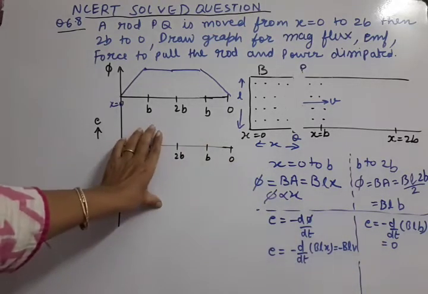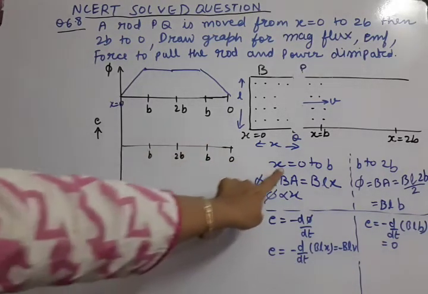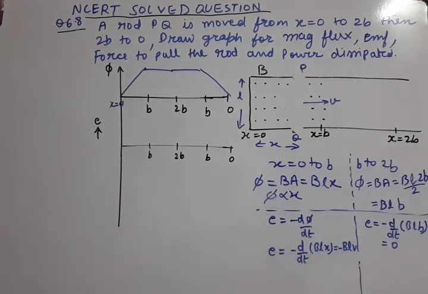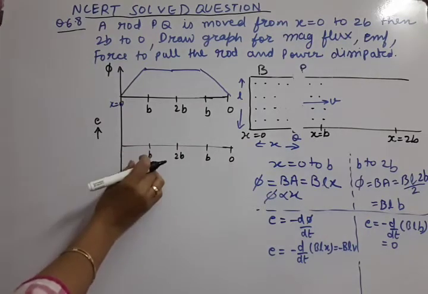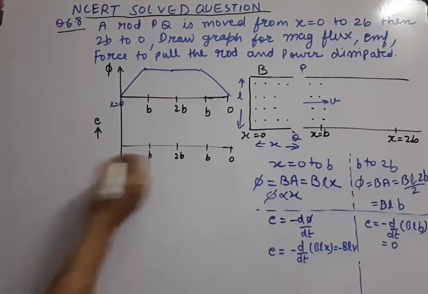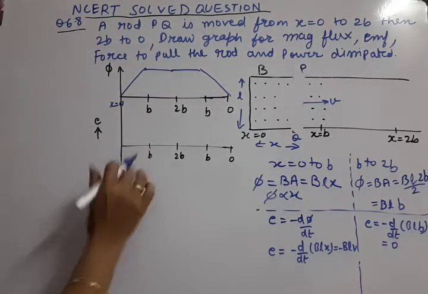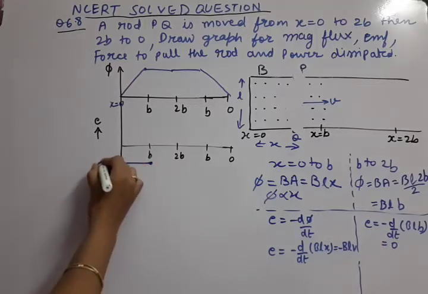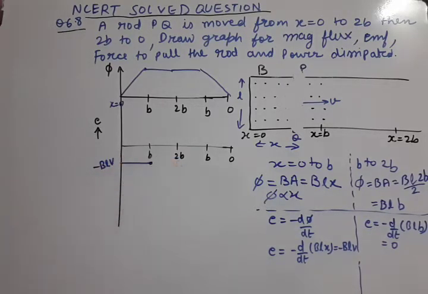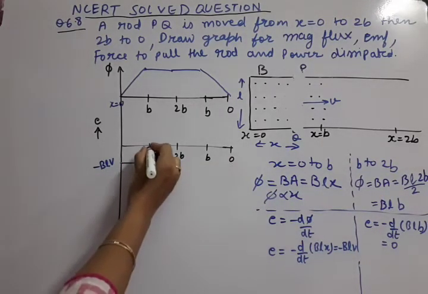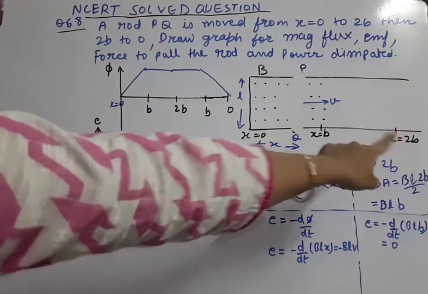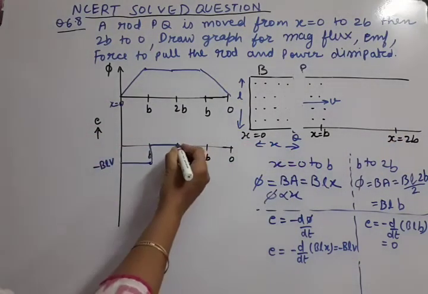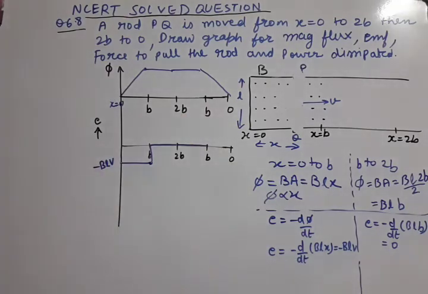So if we draw the graph for induced EMF, for 0 to B movement the induced EMF is minus BLv. If this is the 0 line, for 0 to B movement the induced EMF is negative, so we will draw it at minus BLv, and it is constant also. Then for B to 2B, the induced EMF is 0. Then for 2B to B, when the rod is moved back, the induced EMF is also 0. This portion and this portion of the graph will remain the same.